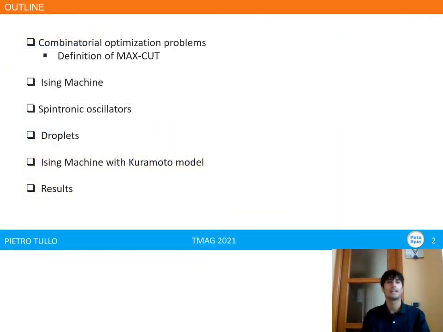I start by giving a definition of a combinatorial optimization problem, and in particular of the max cut. So we will discuss the Ising machine, the spintronic oscillators, and the phenomenon of droplets. Also, I'll present the Kuramoto model and our results.